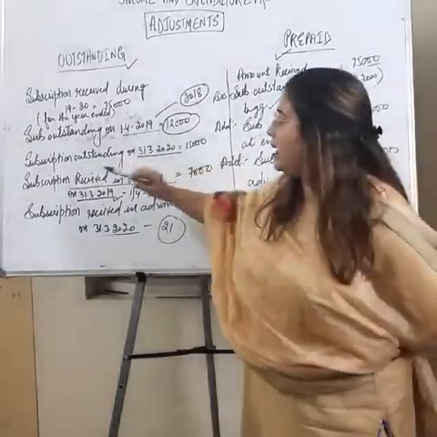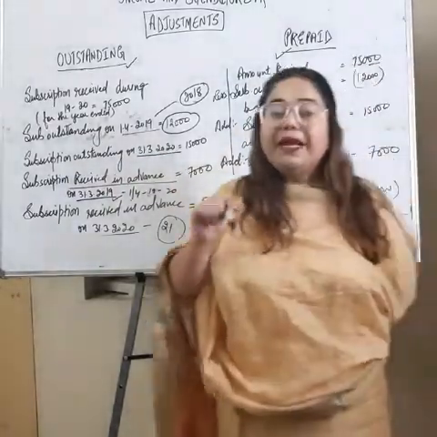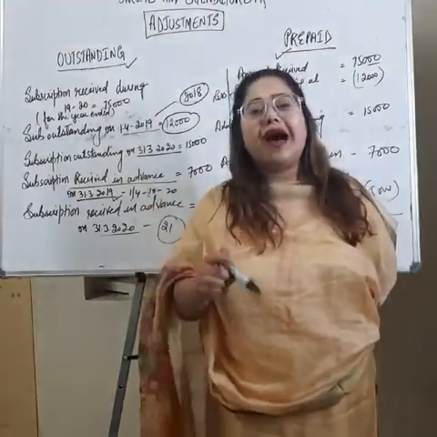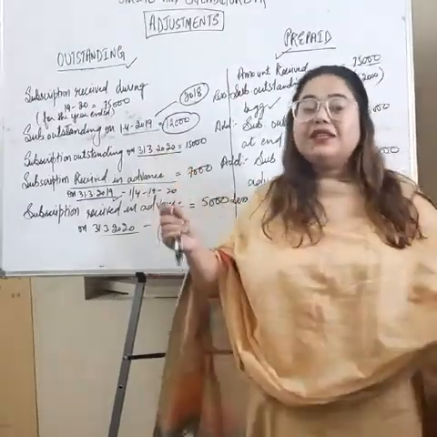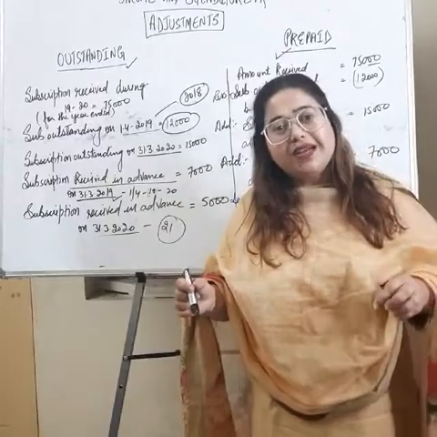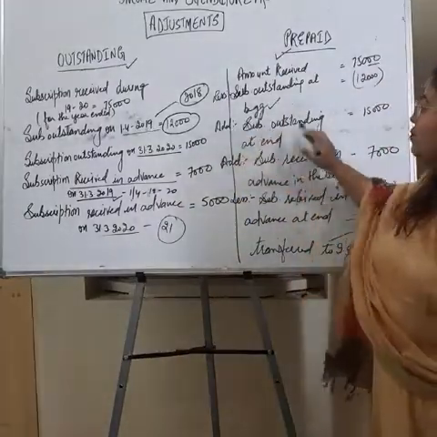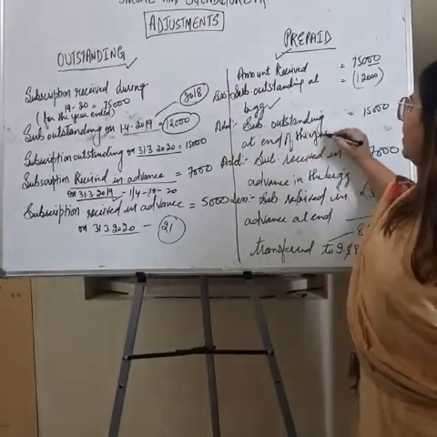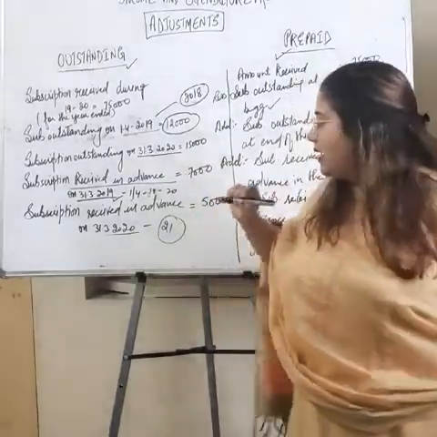Now the third line says subscription outstanding on 31/3/2020, means at the end of the accounting period for which we are making income and expenditure account. Again, if it is occurring at the end, it means this is related to 2019-20. So this is the amount related to current year, so we have to add it by writing add subscription outstanding at the end of the year, that is 15,000.